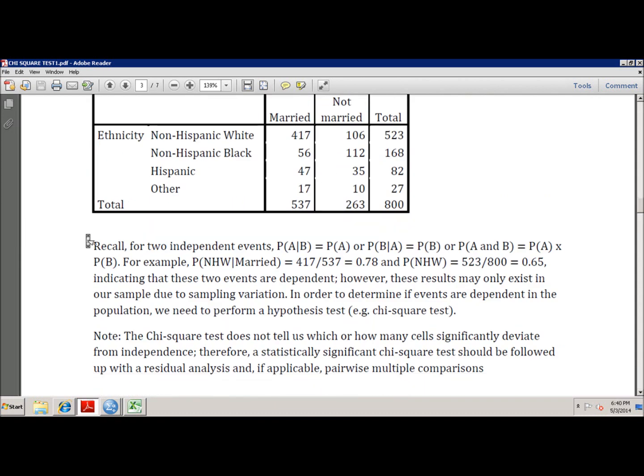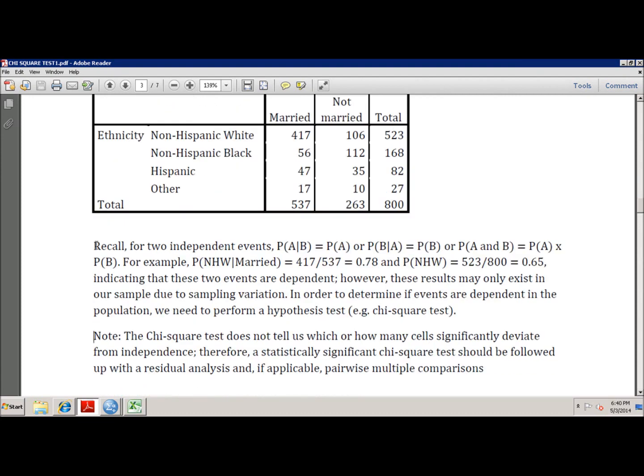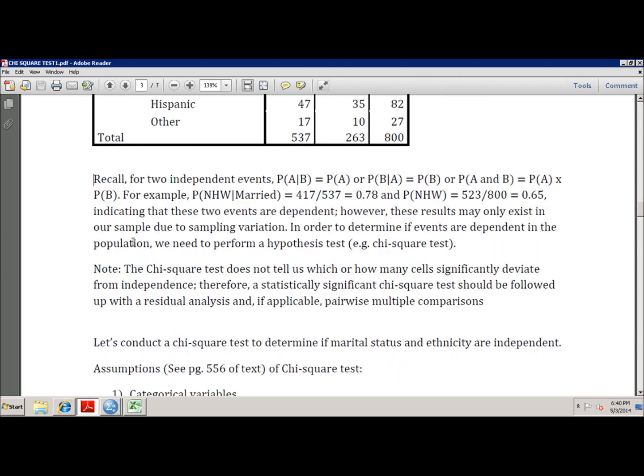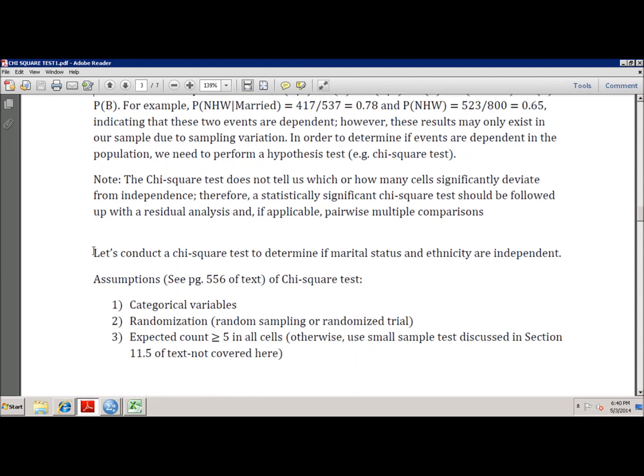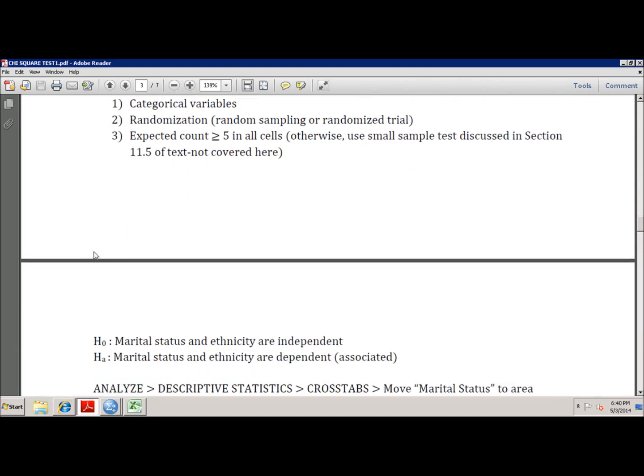So what we'll do is move on with the chi-square test, and here's some extra reading that you can take a look at. It's just tying this all back to our probability lab. So let's move on and let's start the chi-square test and see what we find.